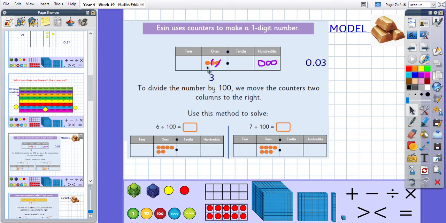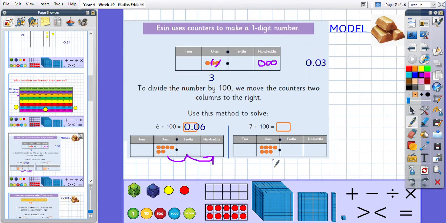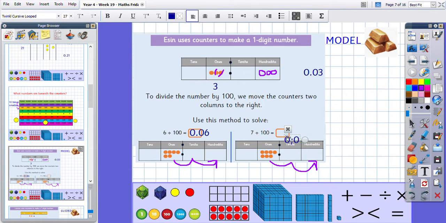So now we've done this, use this method to solve 6 divided by 100 and 7 divided by 100. So each time we would move these counters 2 places to the right because we are dividing by 100. So what started off as 6 becomes 0.06. And what started off as 7, what do you think it will become? It will be 0.07.